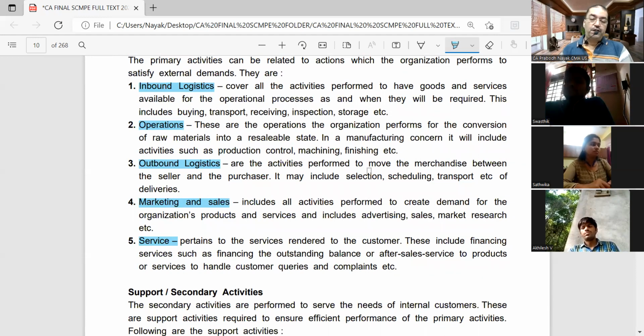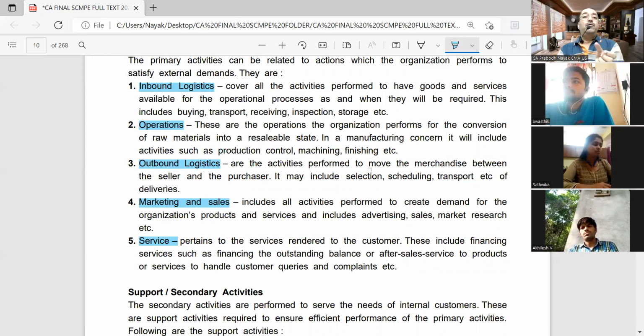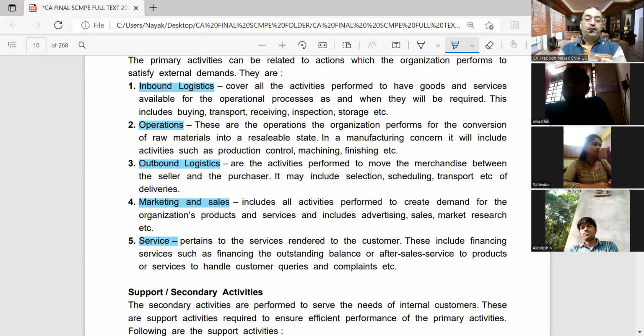Second is operations. What are operations? Manufacturing activities. Feeding the raw material into the production process. Controlling the quality of production, quality of products. Arranging the machines in a systematic logical sequence. Checking the quality of the products before they are delivered. That is your operational activity.